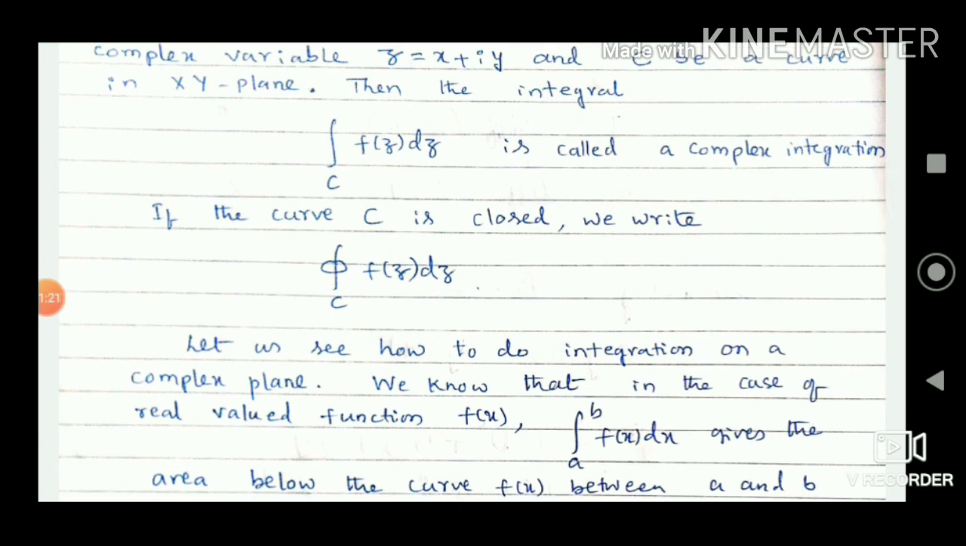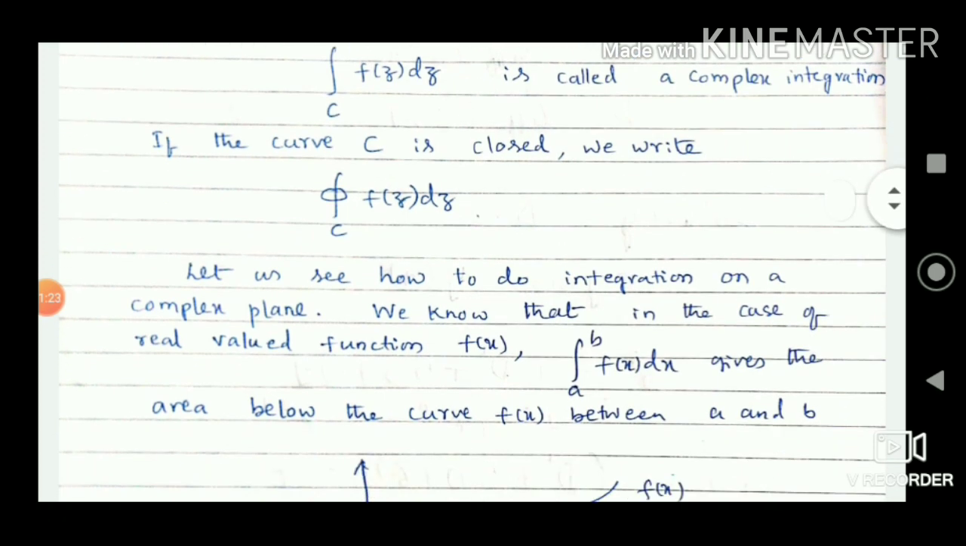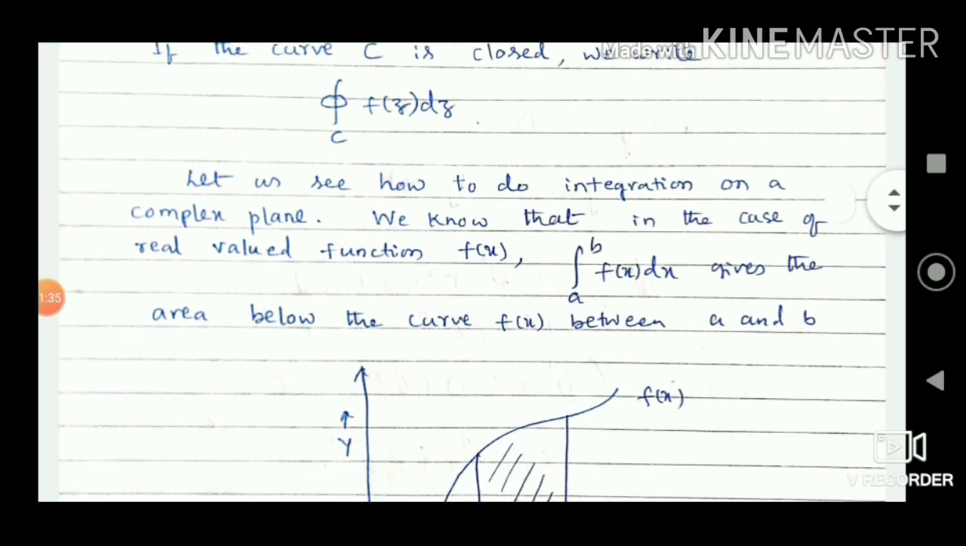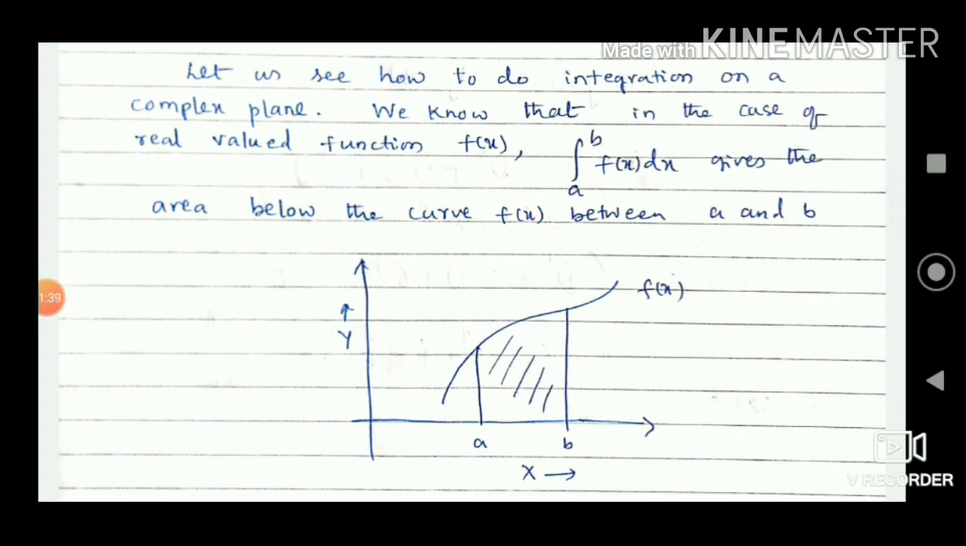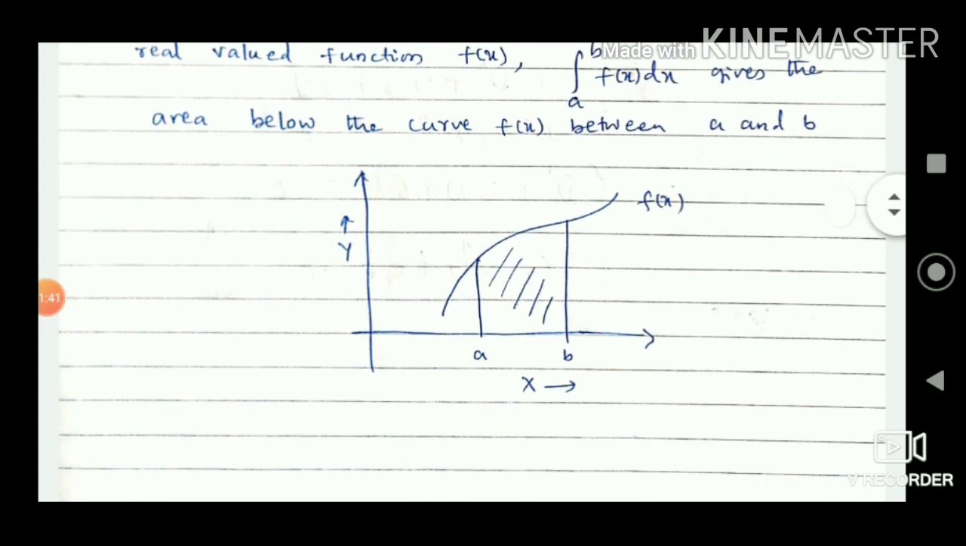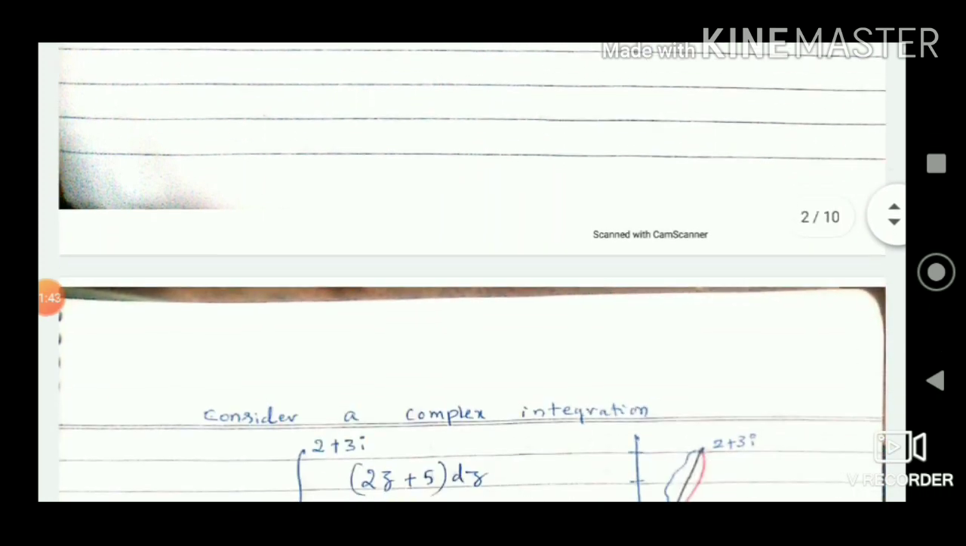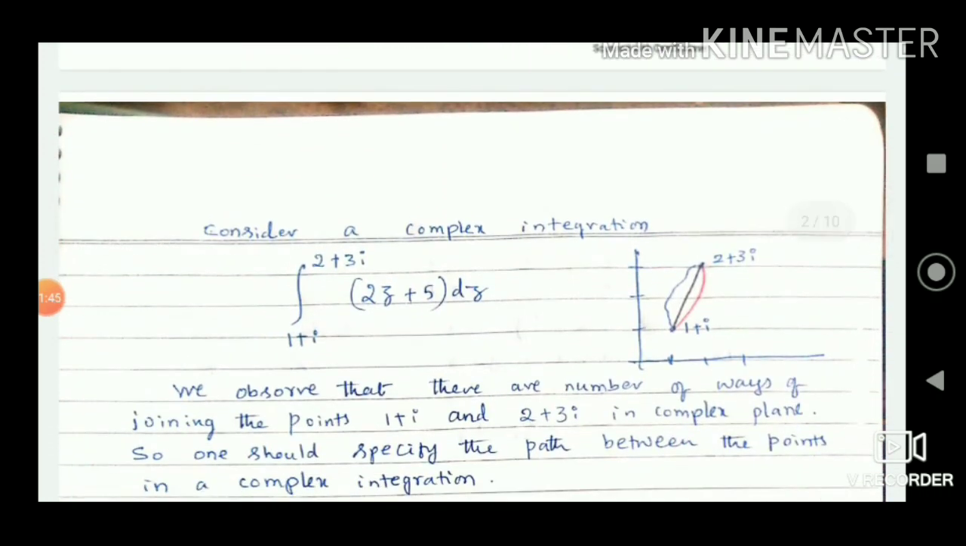Let us see how to do integration on a complex plane. We know that in the case of real valued function f of x, integration of f of x dx from a to b gives the area below the curve f of x between a and b, as shown in the figure. In the case of complex valued function f of z, let us see how we can integrate and what it gives.